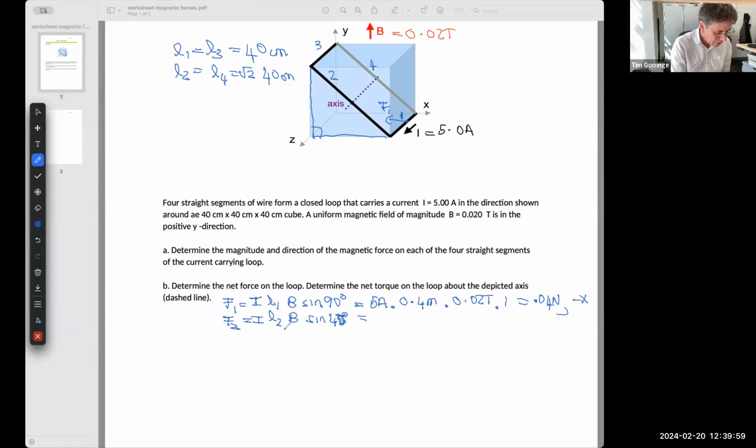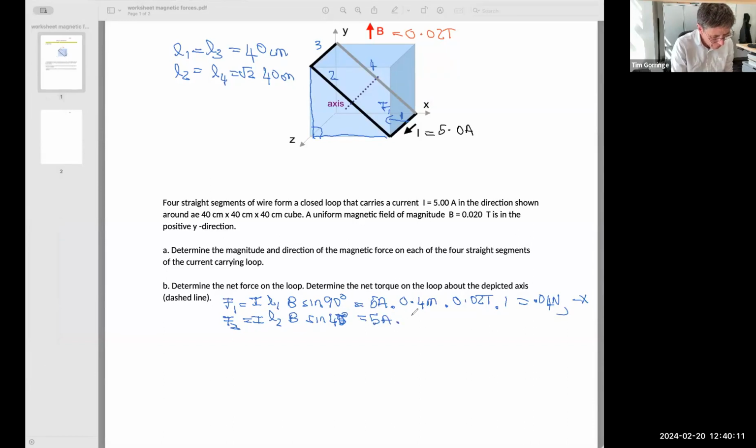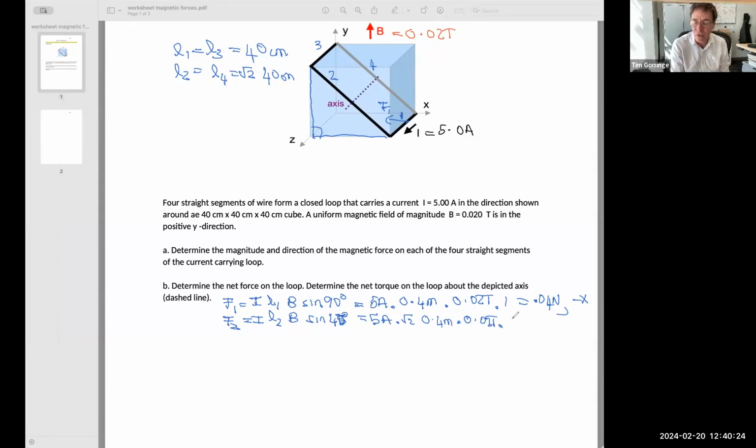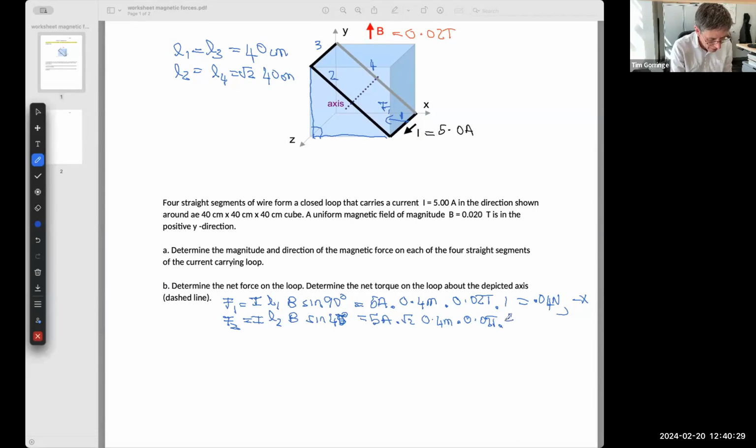And then we can plug in all the numbers here. Plug in the electric current, that was 5 amps. Plug in the length of the wire. It was, I'm still going to write it as √2 times 0.4 meters. Plug in the magnetic field, 0.02 Teslas, and plug in the sine of 45 degrees. Now, the sine of 45 degrees, I'm going to write it as a fraction here. It's 1 over the square root of 2.